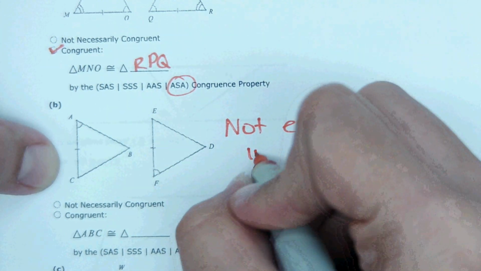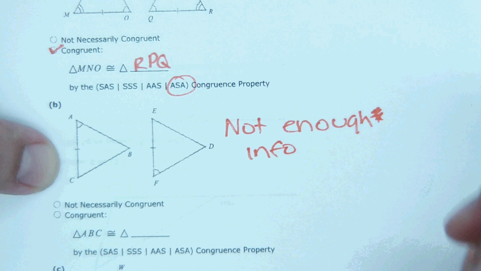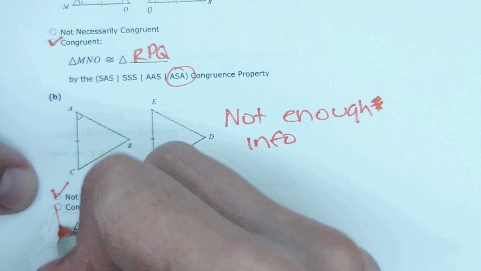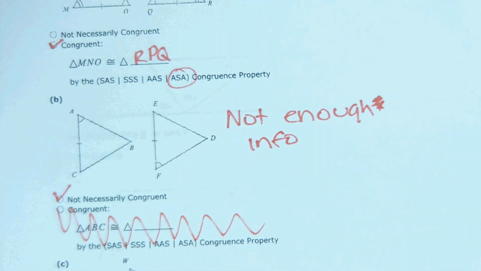And for B, same kind of problem. It has angle, side, and it doesn't give me enough information. So not enough info. They could be congruent, but I can't prove it. So this one's not necessarily congruent. And when you click that, then you don't need to fill in any of this because they're not congruent. Not that we can prove.